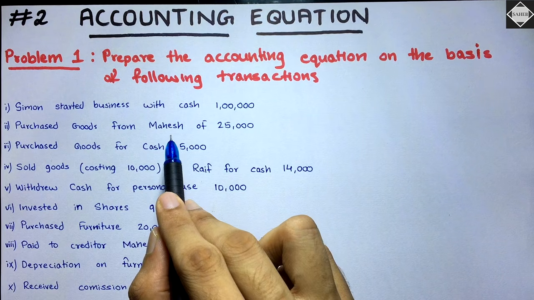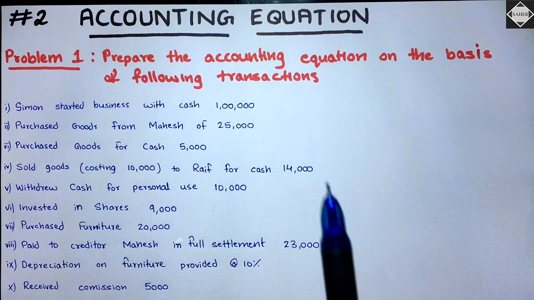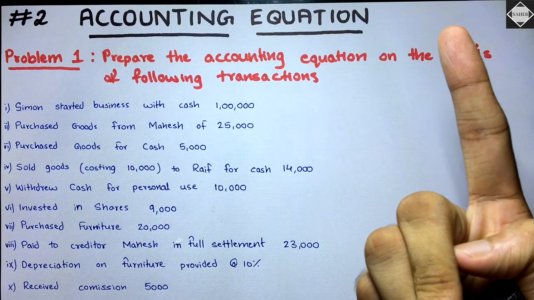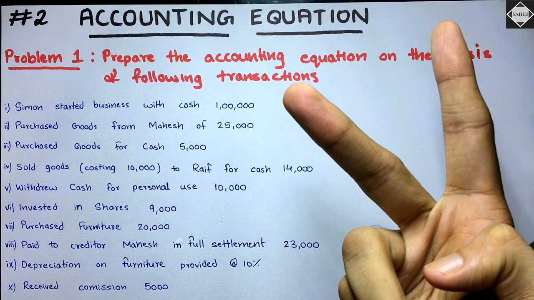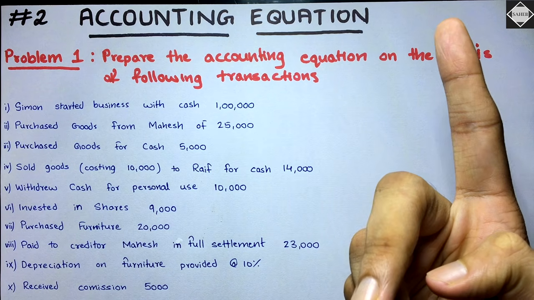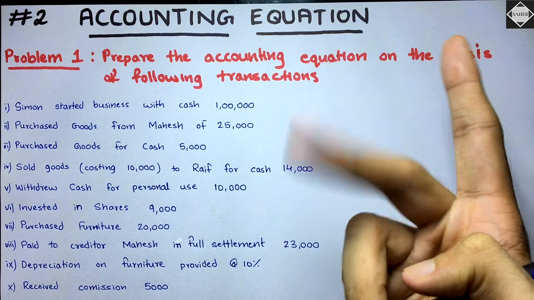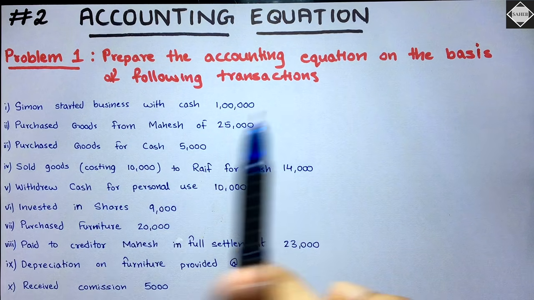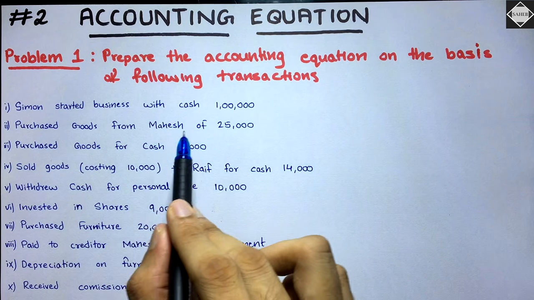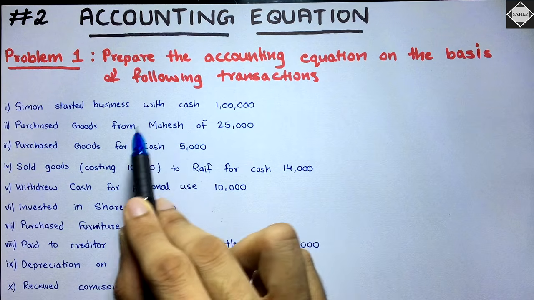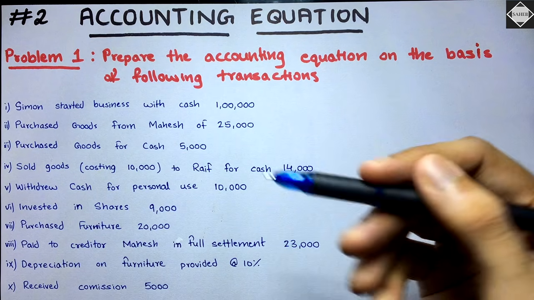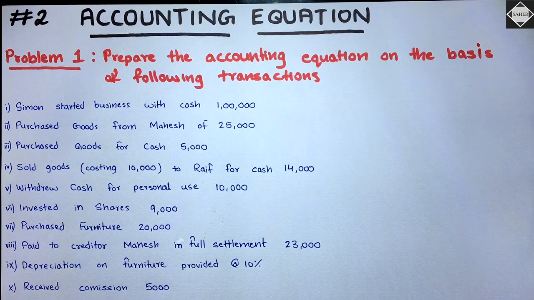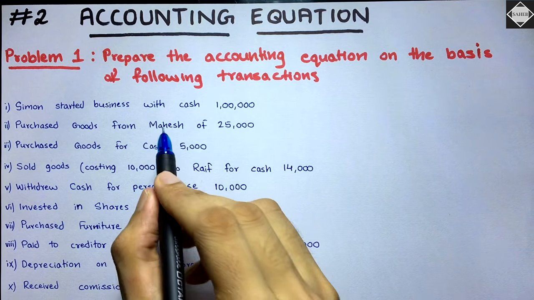Purchase goods from Mahesh of 25,000. Now the first thing you have to determine is whether it's a cash transaction or a credit transaction, whether we have paid cash or we are promising to pay in future. Here, nowhere is the word cash written. And the second thing is Mahesh, the person from whom we have purchased the goods, the inventory, that person's name is also coming, right? So why are we noting down the name of the person from whom we have purchased?